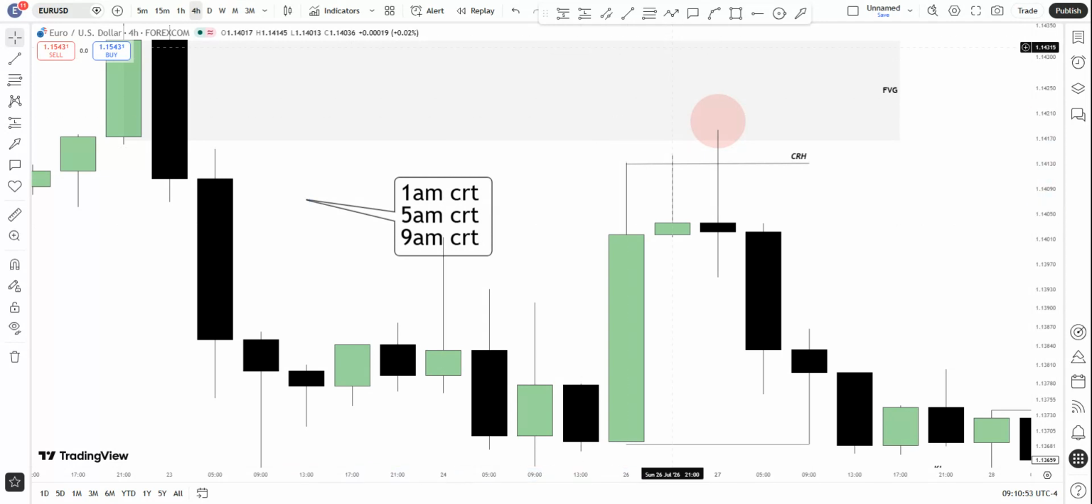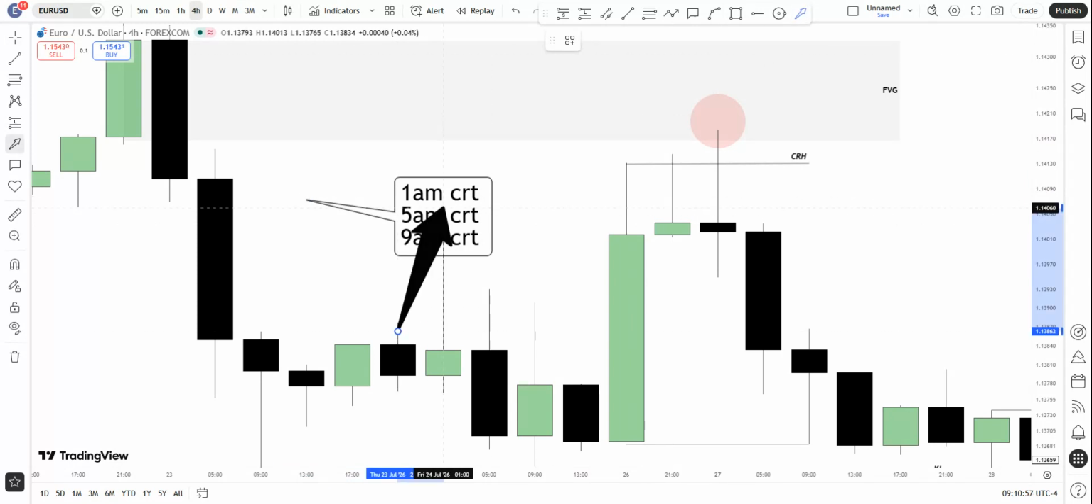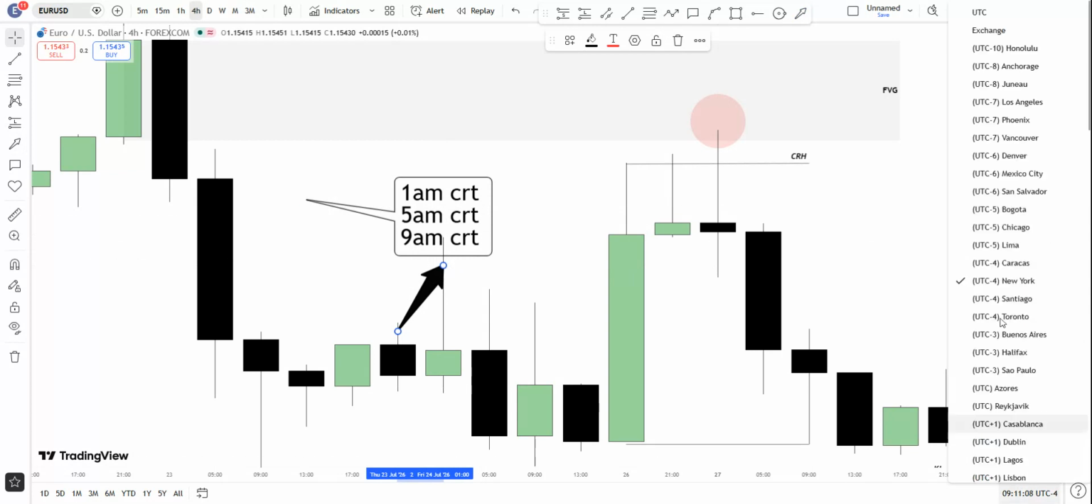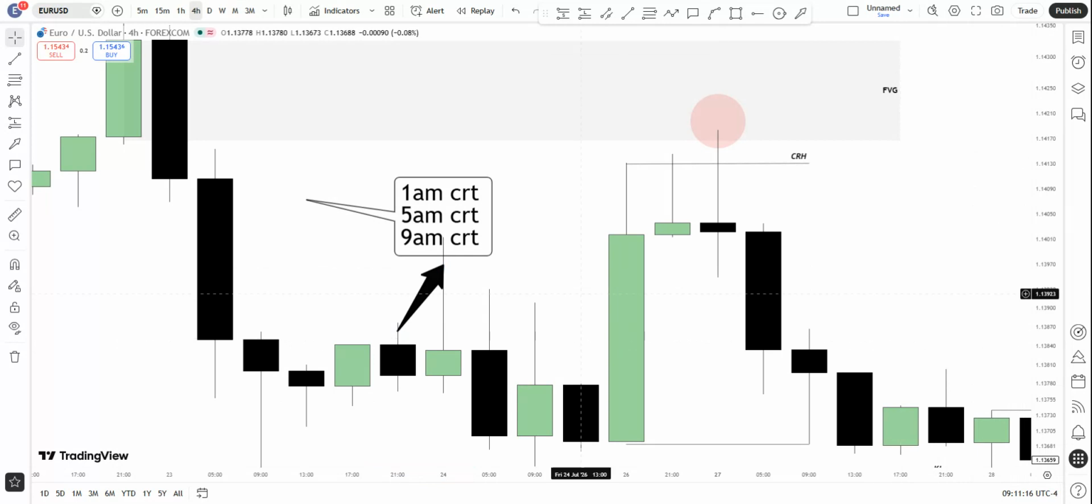very, very exceptional trade. So we have the classic 1 a.m. CRT. We also have the 5 a.m. CRT, and we also have the 9 a.m. CRT. So these times are New York time. When you want to trade it, you are going to set your TradingView on New York time, UTC-4. This is the New York time, and this is how we trade this particular Q zone.